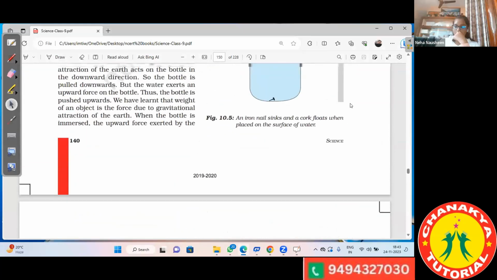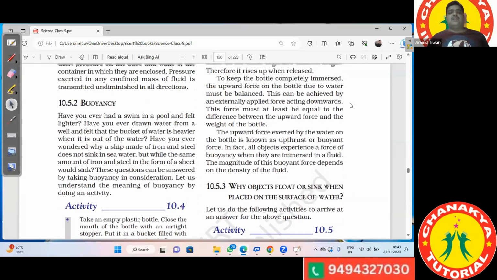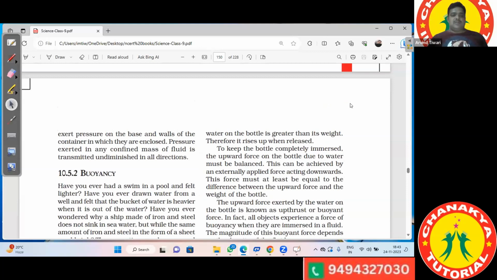Sir, what about thrust and pressure? Thrust, pressure, Archimedes principle, they are not in your syllabus. Is there anyone who has this exam? We have it, sir. Okay, you have that. So fine, in the next class we will be starting with buoyancy and pressure. And in your test, which will be this Sunday, you will have only gravitation. No pressure and no thrust.